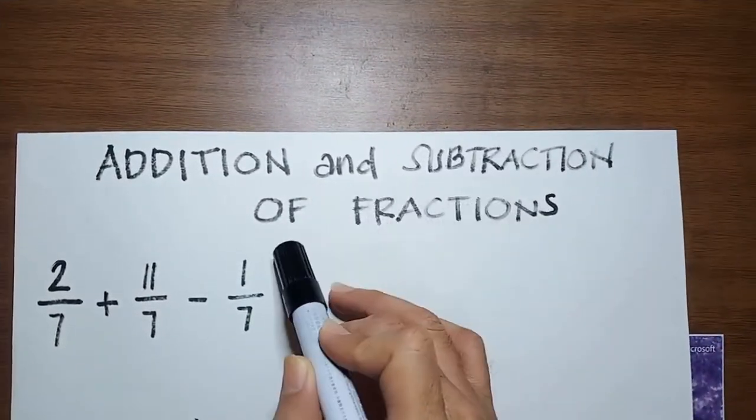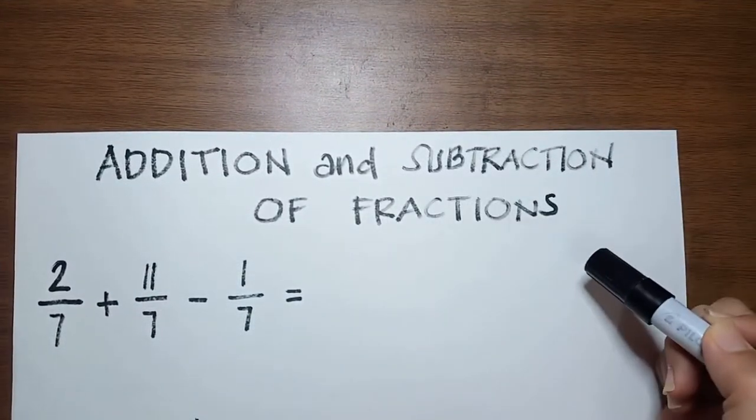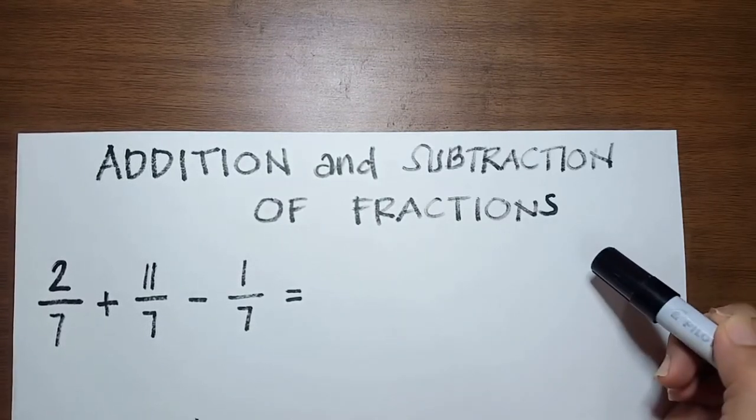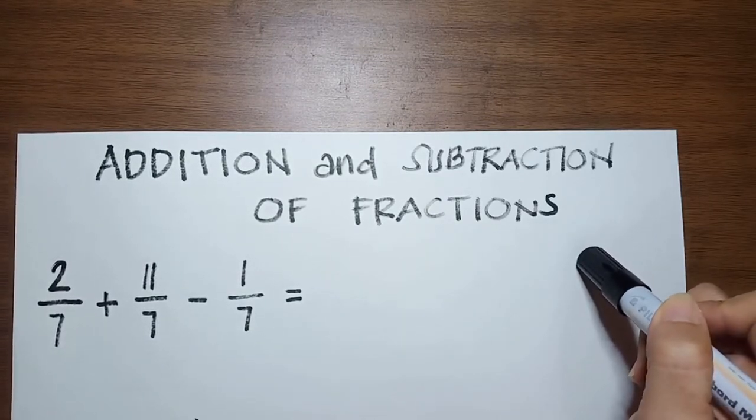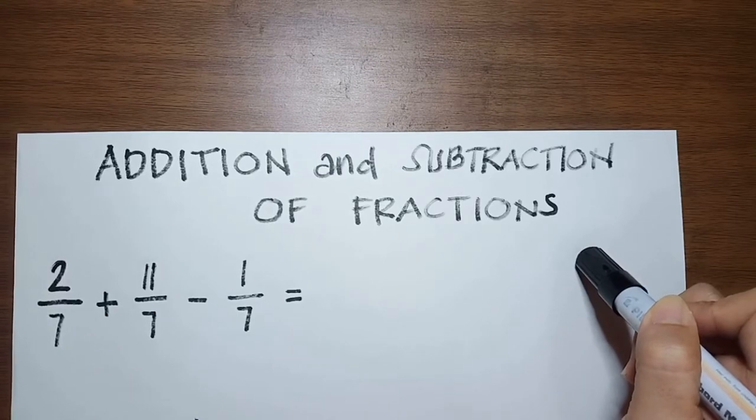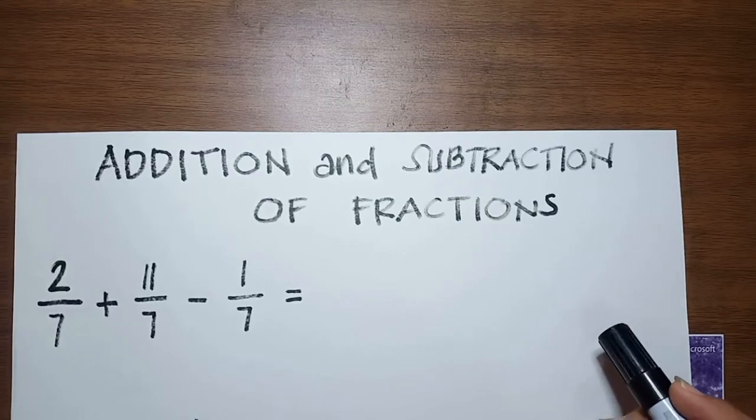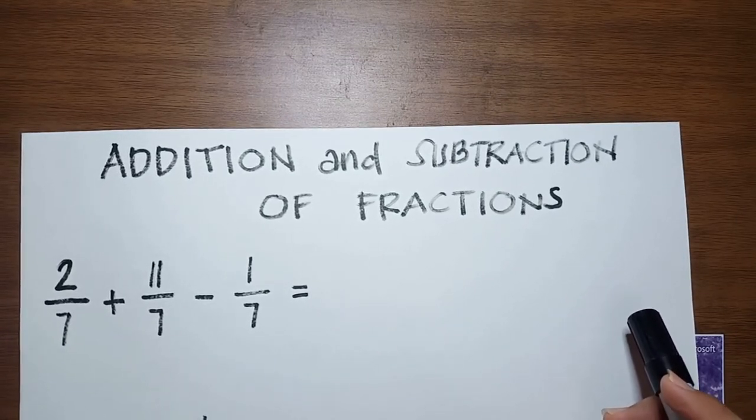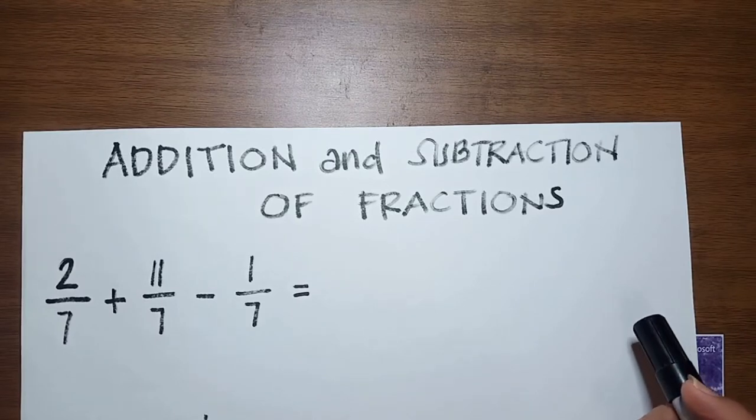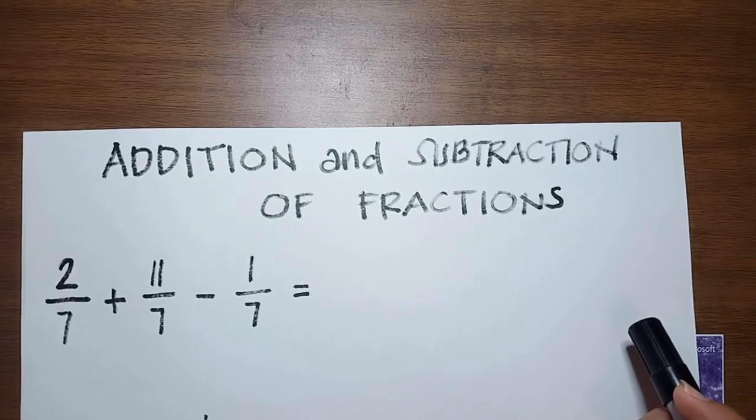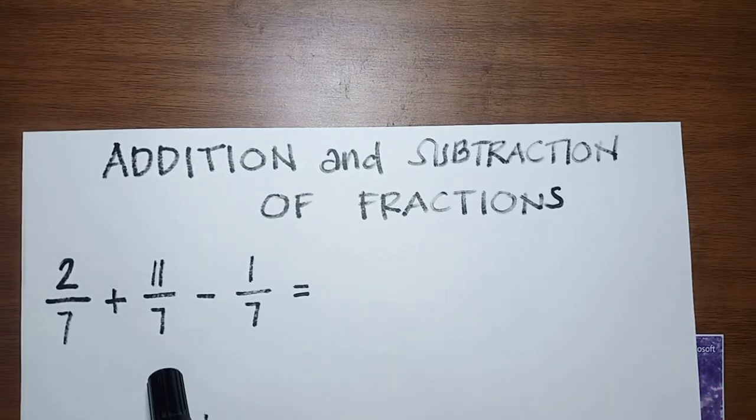Addition and subtraction of fractions. In performing addition and subtraction of fractions, we need to remember two rules. We have to check if the fractions given are similar or dissimilar fractions. Similar fractions are those fractions having the same denominator. In this example, number 1 is an example of similar fractions because they have the same denominator.